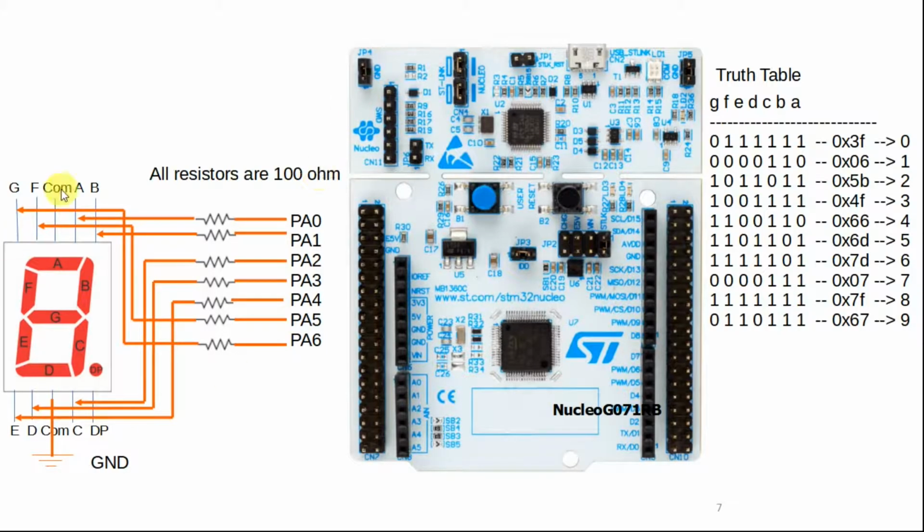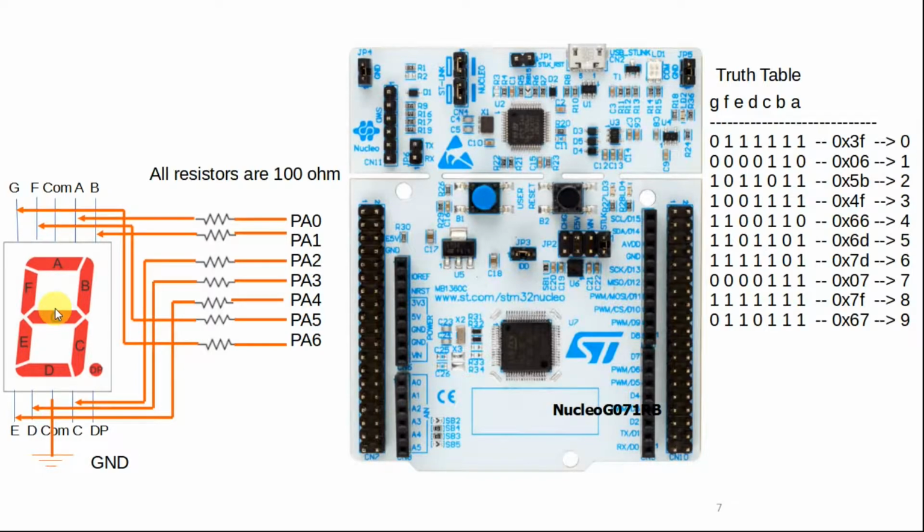If you look at the 7-segment display, we have 7 segments starting from A, B, C, D, E, F, G. We also have 3 more extra pins available on the 7-segment display, namely COM, which is common, and DP, and here we can also have a common. In the market, we have two kinds of 7-segment displays available: one is a common cathode and the other one is a common anode.